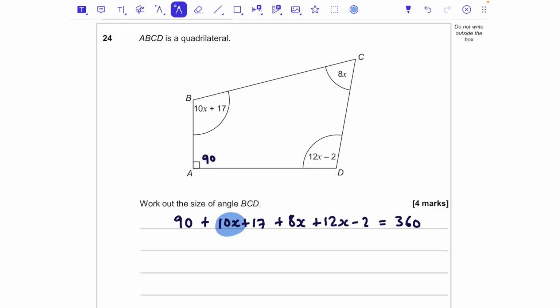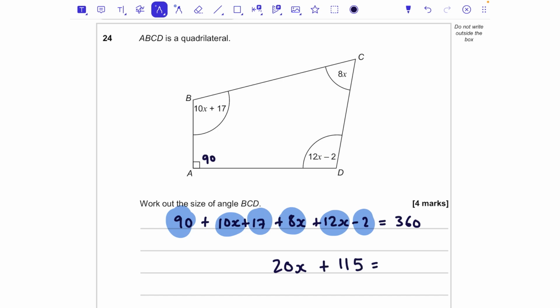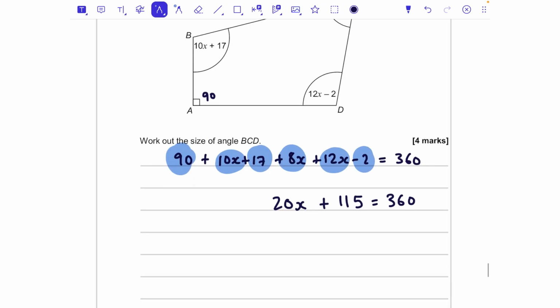I'm now just going to collect up my like terms. So I've got 12x, 8x and 10x. So that is 20x. And then I've got 90, 17, take away 2. I should have done that in a different colour, shouldn't I? 90 add 17 is 107. Take away 2 is 115. So 20x add 115 equals 360.